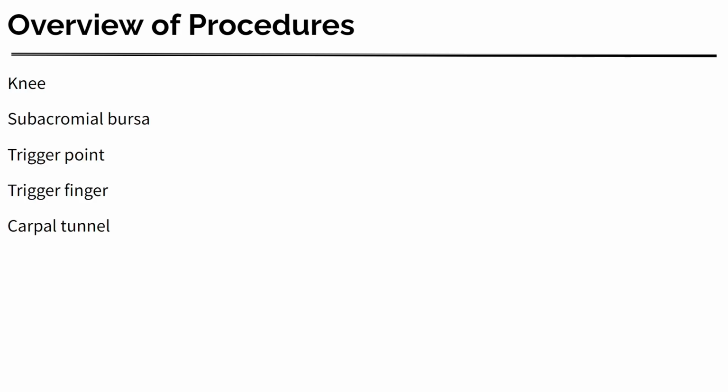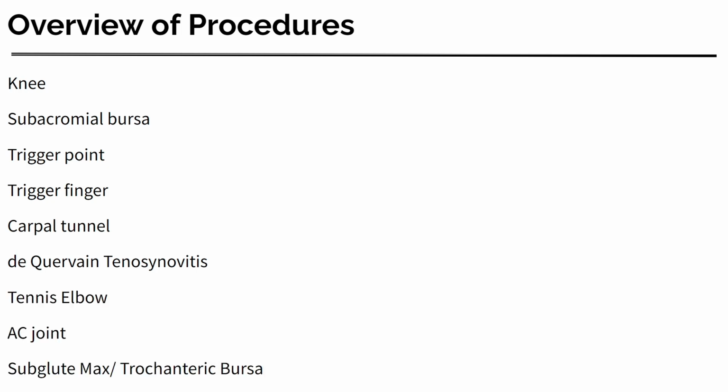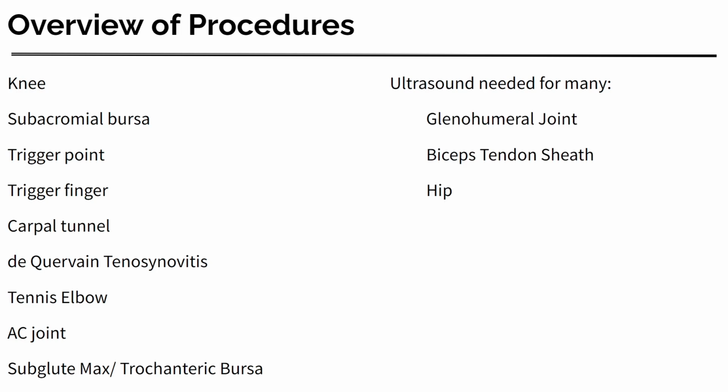So what is included in this lecture is knee, subacromial bursa, trigger point, trigger finger, carpal tunnel, de Quervain's or first dorsal compartment, tennis elbow, AC joint, and subglute max. Ultrasound is needed for a lot of other injections such as the shoulder, the biceps tendon sheath, the hip, and of course many more.